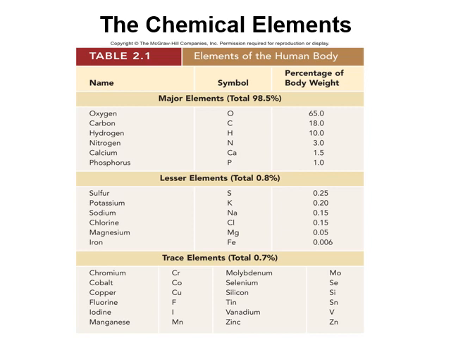So right over here you see chemical elements, and the majority of the elements that make up the human body are oxygen, carbon, hydrogen, nitrogen, calcium, and phosphorus. And other elements make up the remaining percentage. So major elements make up 98.5% of the elements in the body.